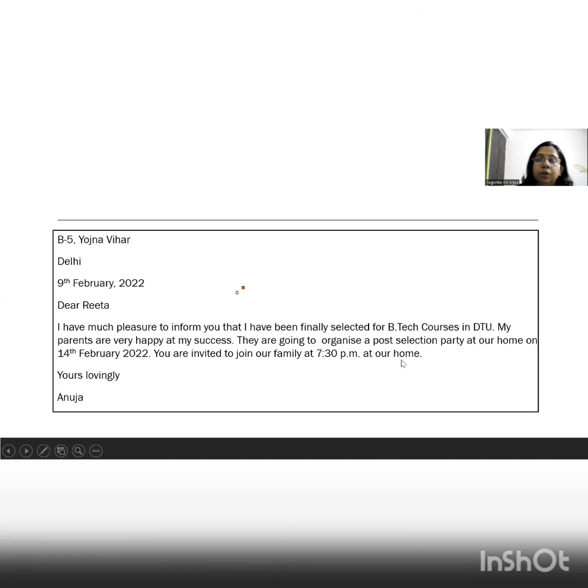At our home. So here you have mentioned all the details: why the party is being thrown, who is throwing the party, and where, when, and at what time. All are mentioned. Then leaving a line, yours lovingly, Anuja. So this is all about the informal invitation.